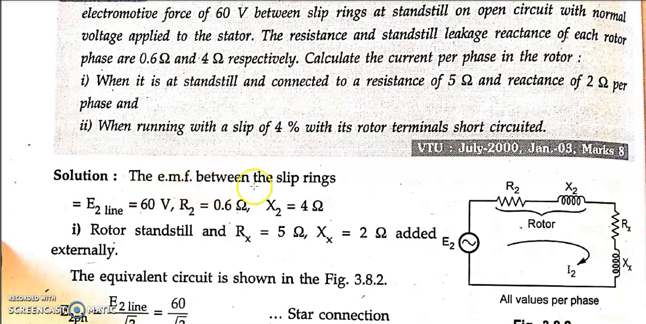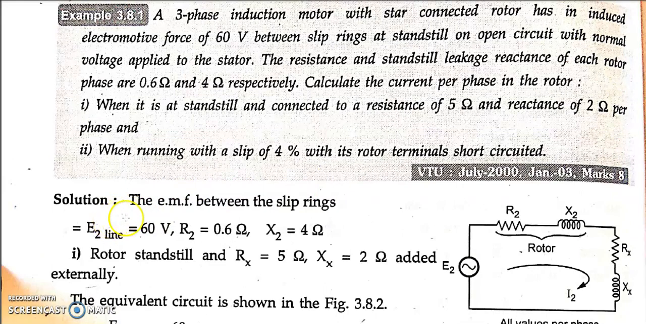So we know the EMF between the slip rings is 60 volt. Like I said, they haven't mentioned whether it is line voltage or phase voltage. So let us assume by default this 60 volt as line voltage itself. If they had given phase voltage, they would have mentioned it here. Since they haven't mentioned line or phase, we shall assume this is a line voltage of 60 volt. Between slip rings it will be line voltage by default. So E2 line is 60 volt.